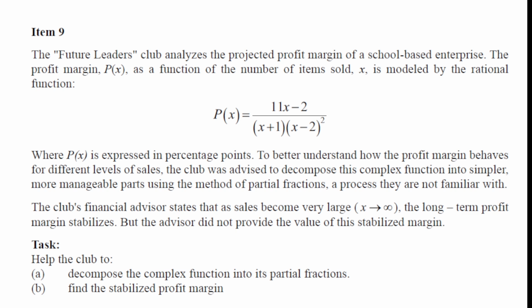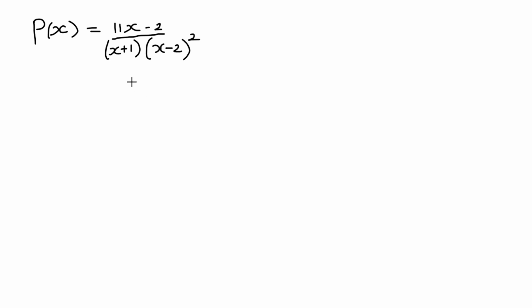So, responding to part A of the question, this is our rational function that we need to decompose into partial fractions. We need to study the nature of the denominator. If you look at this expression, the denominator has two factors, of which one, x plus 1, we call a linear factor, and the other is a repeated factor because it has a power bigger than 1. If you are to decompose this, realize that it will have three parts.